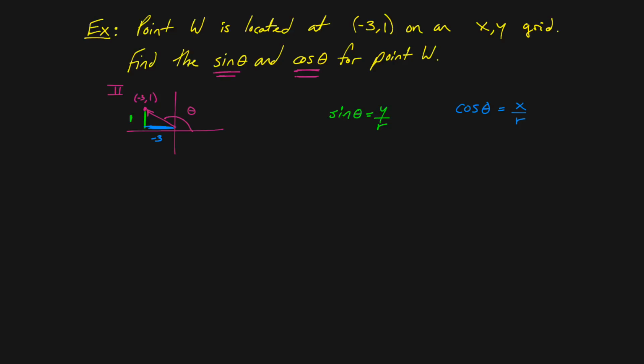Well, you find that using x squared plus y squared equals r squared. And you're going to get, in this case, negative 3 squared plus 1 squared equals r squared. 9 plus 1 gives you 10 equals r squared. So r is equal to the square root of 10.